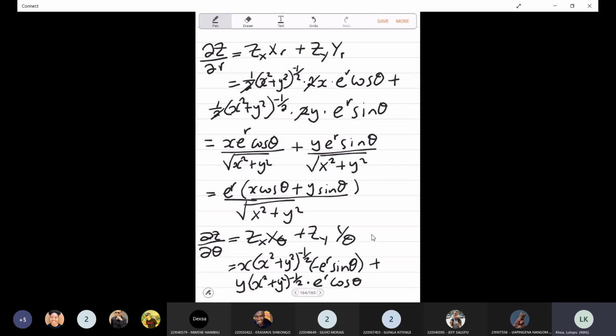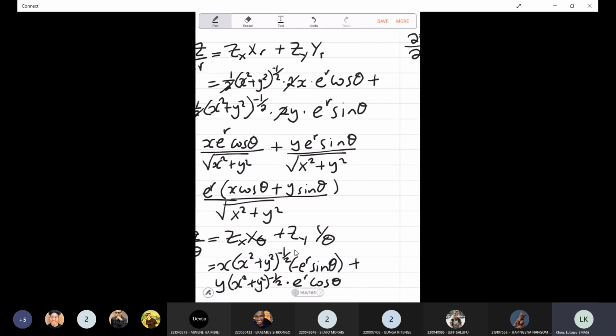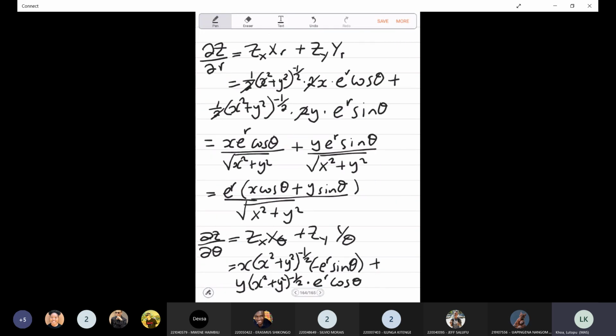Okay, for the first one, in the numerator we have x times negative e to the power of r sine theta, over the square root of this. So this is minus x e to the power of r cos theta. That's the first fraction. I can already see that the denominators will be the same, so I'll just put one big fraction.